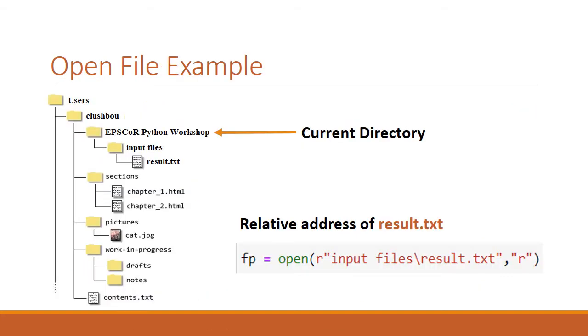So here's an example where I want to process a file that's in a subfolder of my current working directory. If my current working directory is users/bo/EPSCORE Python workshop, I create a subfolder called input files, and within that subfolder I have a file called result.txt. So my relative path would be input files/result.txt.